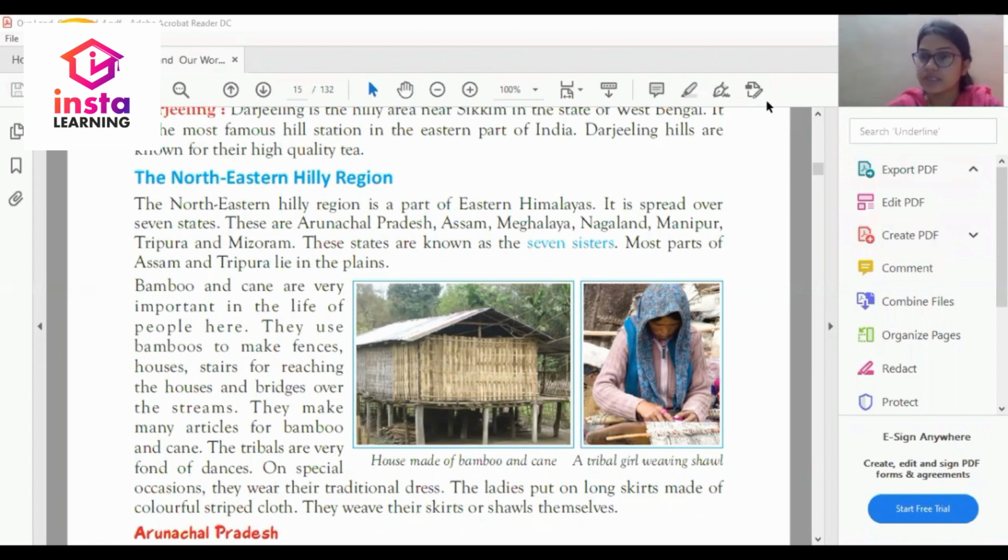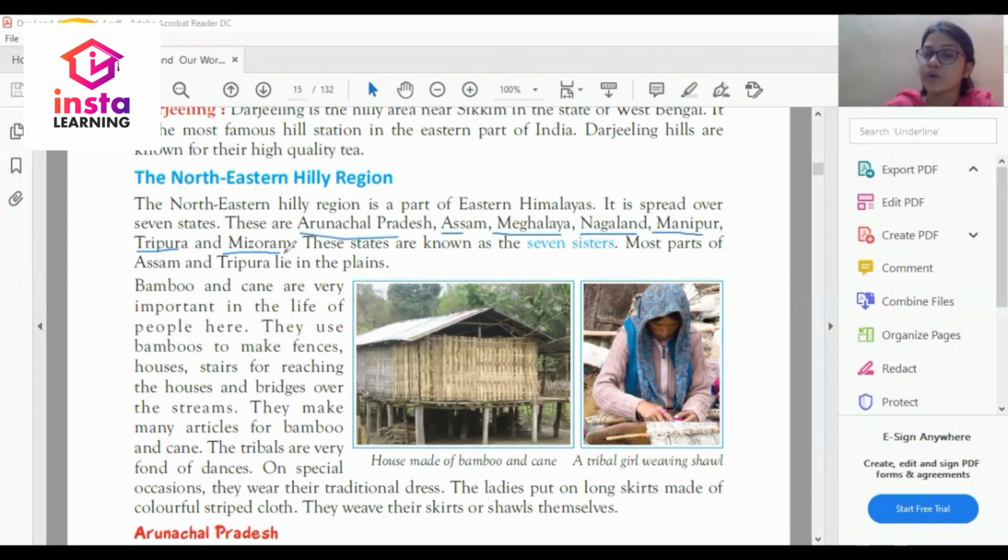So northeastern hilly region किसमें है? 7 states में फैला हुआ है. So these states are Arunachal Pradesh, Assam, Meghalaya, Nagaland, Manipur, Tripura and Mizoram. The northeastern hilly region is a part of eastern Himalayas. It is spread over 7 states.